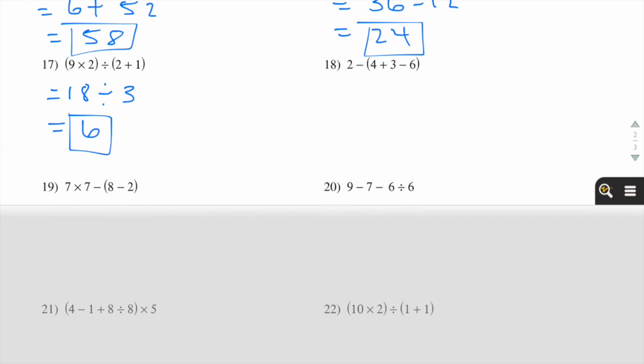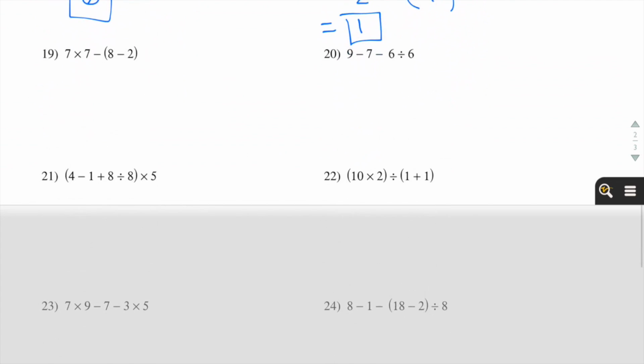Number 18. 2 minus, in parentheses, 4 plus 3 minus 6. So again, we're going to do everything inside the parentheses first. 4 plus 3 gives us 7 minus 6. Do everything in the parentheses again. 7 minus 6 is 1. 2 minus 1 ends up giving us 1 as our final answer.